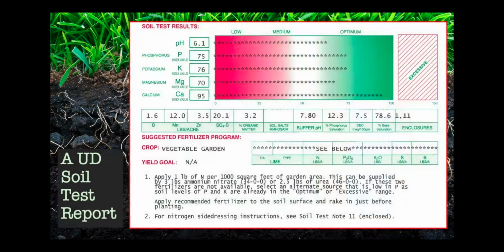Okay, so we're going to start with the soil test. This is a copy. It's not my soil test. This is one that was given to me to use as an example. So I want to point some stuff out. This is the result that you'll get back after you send it in and wait 4 to 6 weeks or so, depending on the time of year and how busy they are. And you get this back.